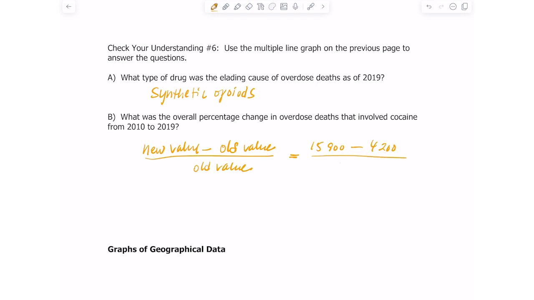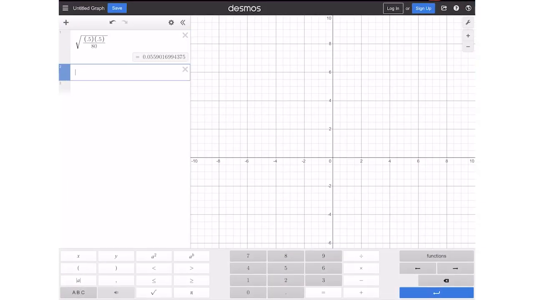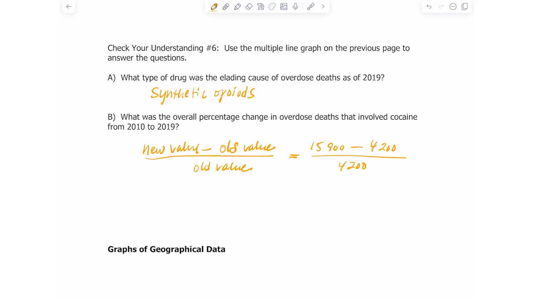Okay, and I'm going to divide that by my old value. I'm comparing it to what it was before. So like, what's the difference compared to what it was? If I subtract 15,900 minus 4,200, I get 11,700. And I'm dividing that by 4,200. And then you also want to multiply by 100%, because we're looking for a percent change.